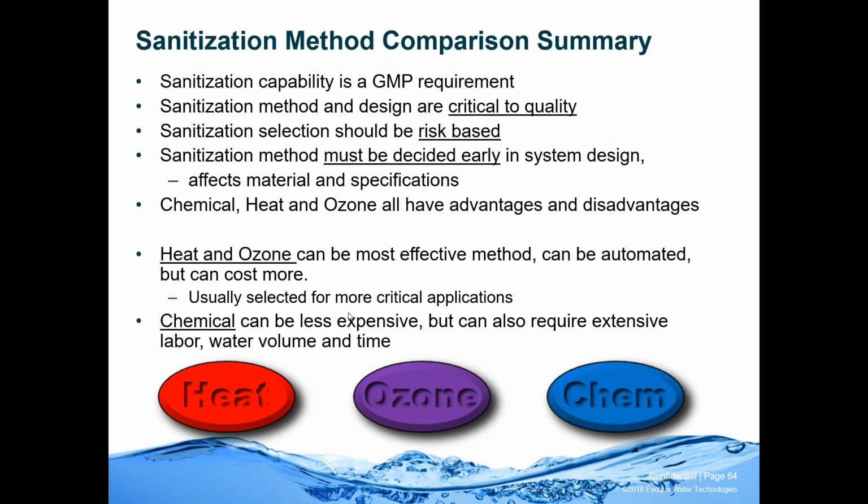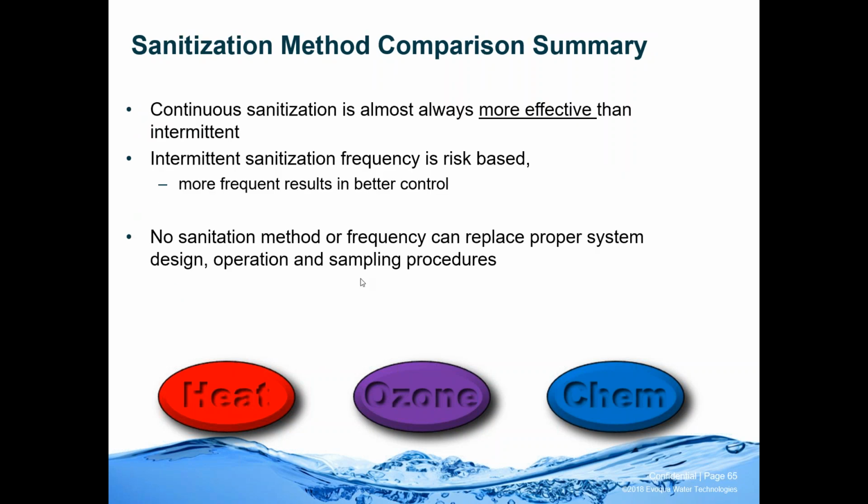The chemical is going to be the lowest capital cost. Some of that is then going to be eaten back with more labor hours to execute. Continuous is always going to be more effective than intermittent, but intermittent can be effective enough. And last, no matter what method you pick, that doesn't replace designing the system properly, operating it properly, and sampling.